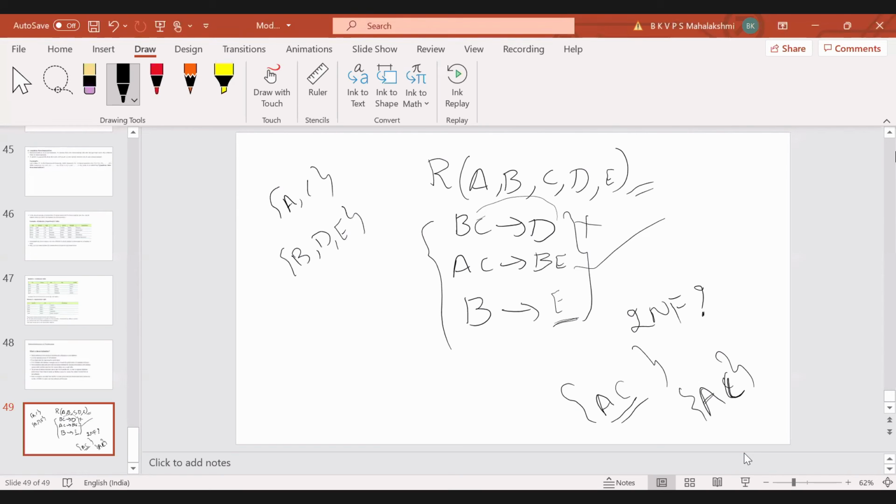So, not all the non-prime attributes are fully functionally dependent on the prime attributes. See here, D. Is D fully functionally dependent on the prime attributes?